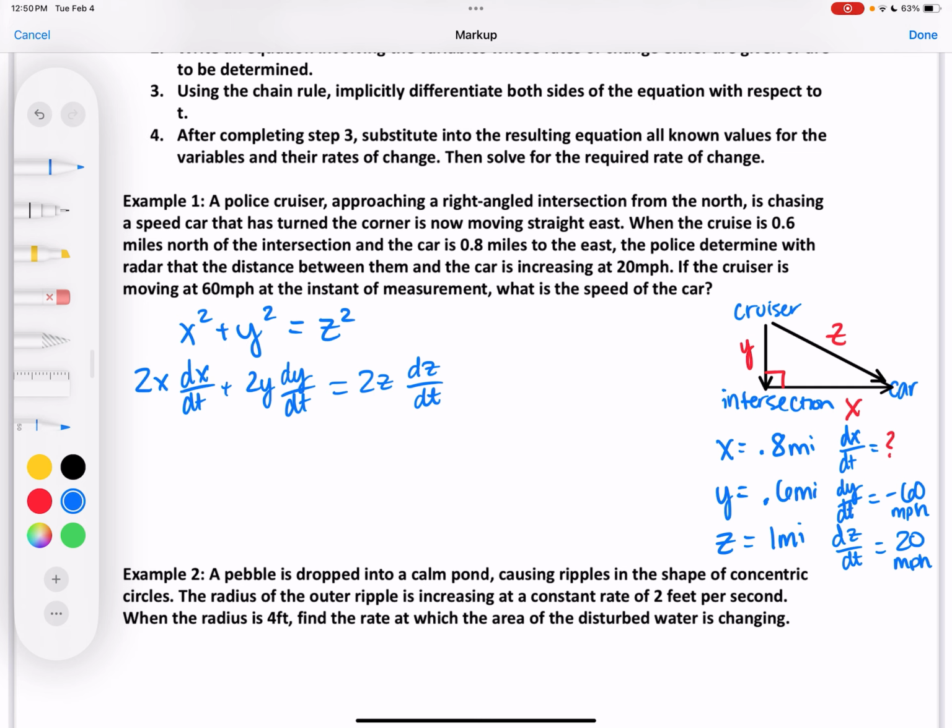So I know which piece I'm trying to solve for, so I want to move everything else over. I'm going to move over the 2y dy/dt by subtracting, and then I'm going to divide by 2x. So I've got dx/dt equals 2z dz/dt minus 2y dy/dt, divided by 2x. Under normal circumstances, we'd factor out the 2 on top, then cancel it with the bottom. But since I can clearly see there's a 2 in everything, I'm going to cancel out all these 2's.